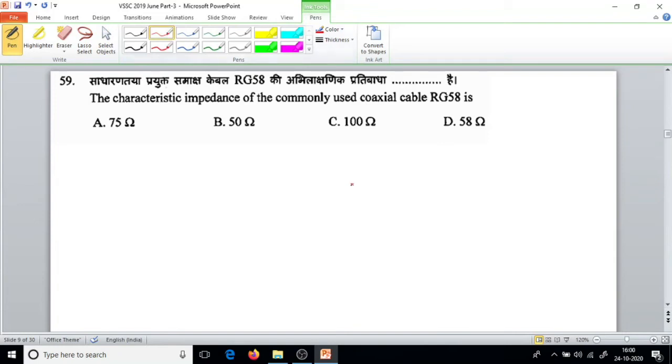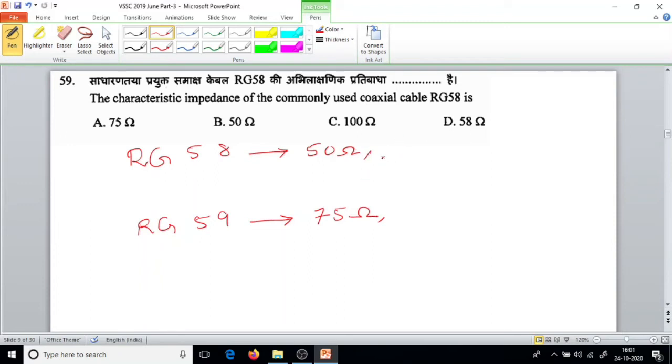The characteristic impedance of the commonly used coaxial cable RG58 is... There are these two cables, RG58 and RG59, with different impedance. The RG58 cable has an impedance of 50 ohm. RG59 has an impedance of 75 ohms. RG58 is the smaller number compared to RG59, so 59 has the higher impedance, 75 ohm, and 58 the lower impedance.